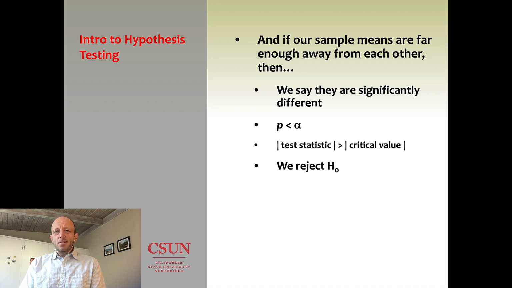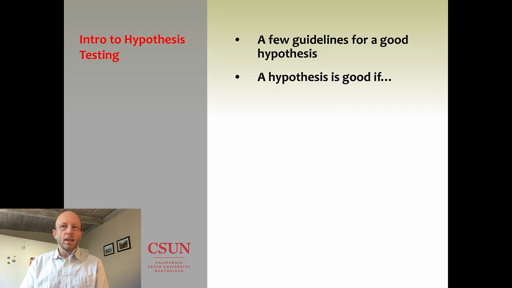If our sample mean, this is like a two sample example. So if we have two samples and our sample means are different from each other significantly, not just different, but significantly different by our statistics, then we reject our null hypothesis, and we have this little thing where the p-value is less than alpha. If that's true, then the test statistic is always greater than the critical value, and we reject the null hypothesis. So, given that, a few guidelines for what a good hypothesis might look like.